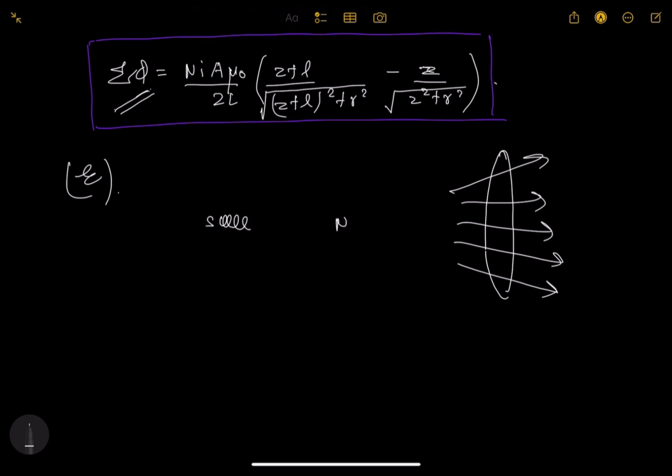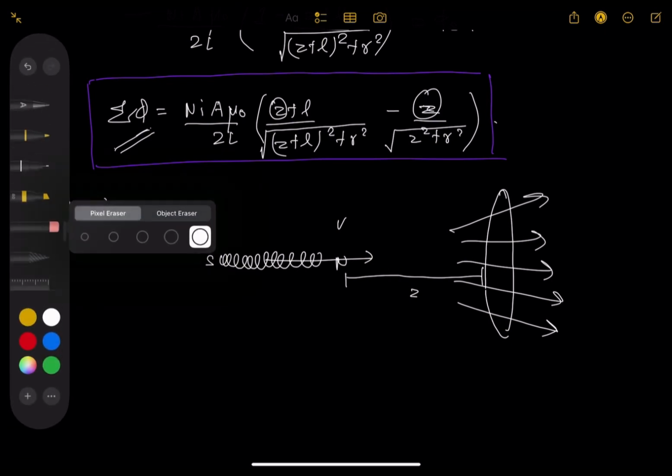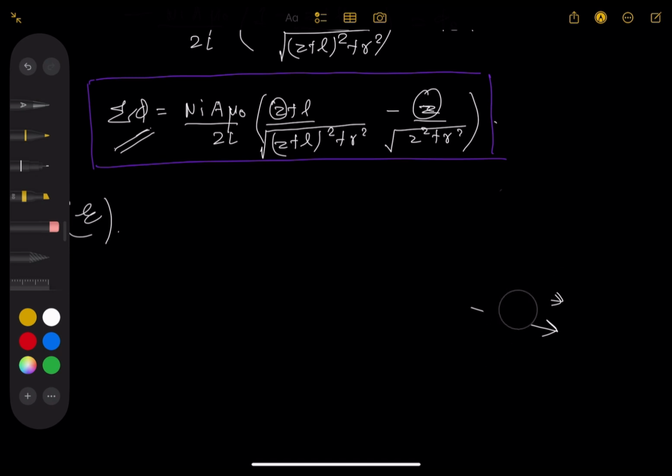If you remember, the solenoid is being pulled or driven by a constant velocity v. So obviously this variable z, which is the distance of the North Pole, is going to change. It's actually going to decrease. So v may be said to be the negative derivative of z. In this expression, v is basically the negative derivative of z.